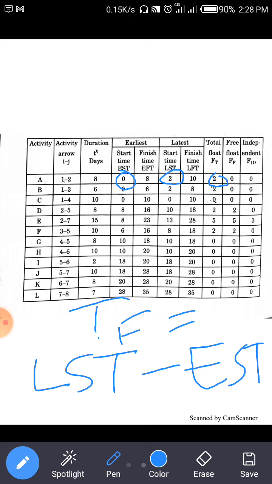So here we take another arrow, like 1 2 3. Latest starting time for 1 2 3 is 2 and earliest starting time is 0, so 2 minus 0 is equal to 2. Similarly, we take another arrow like 6 to 7. Latest starting time is 20 and the latest finish time is 20. So here total float is 0. Clear? So these are the simple and basic steps for finding the total float from the latest starting time and earliest starting time.